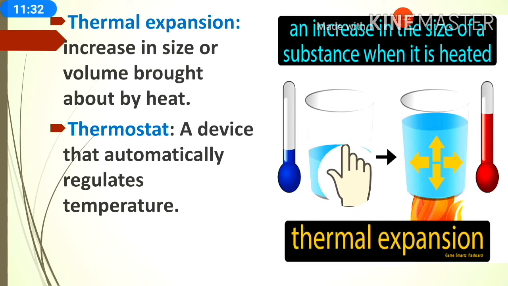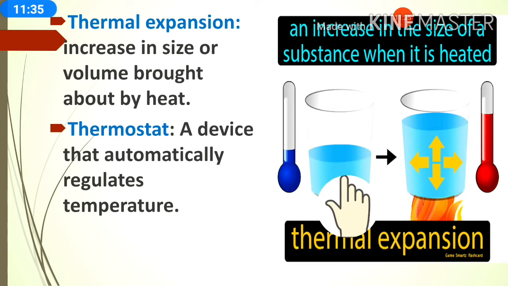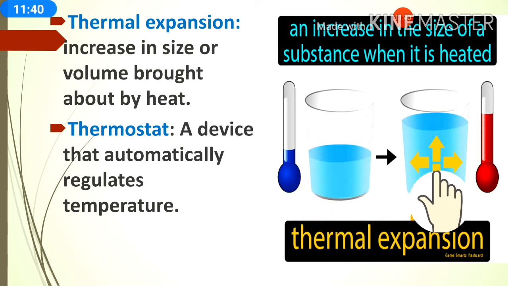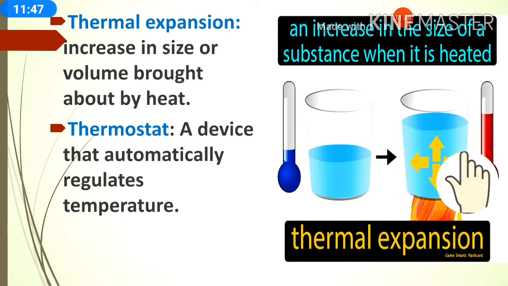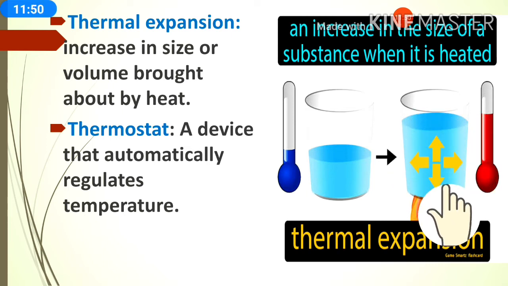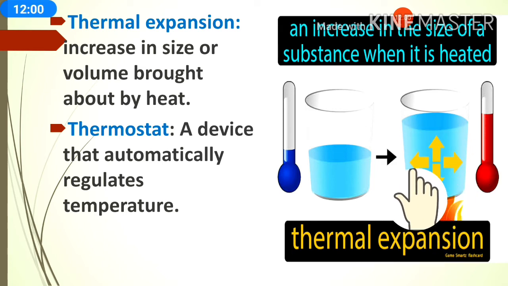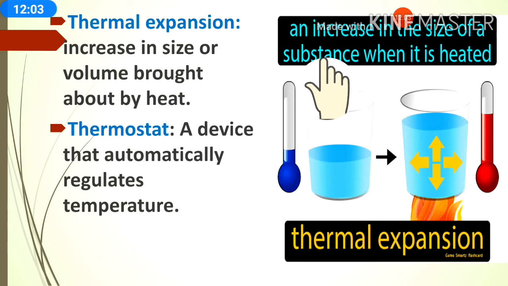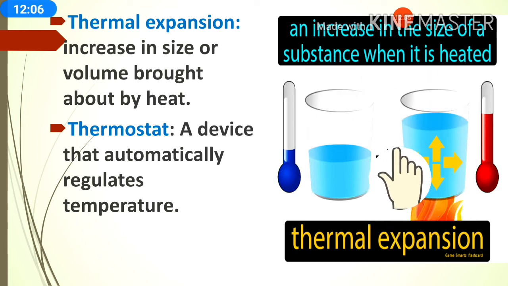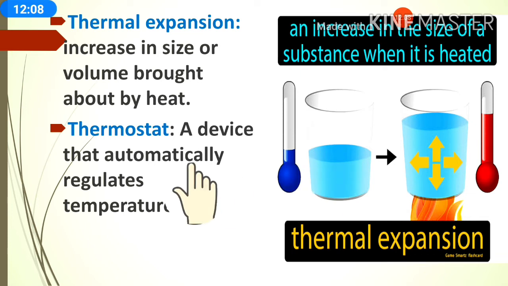For example, when we heat water, here is water at a low temperature, without heating. If we give heat to this water, the temperature of the water will increase, and along with that the water will also expand. The volume of water will increase. So it means there is thermal expansion. Because of heat, something is expanding, changing in volume. It means there is an increase in the size of a substance when it is heated. This is an example of thermal expansion.